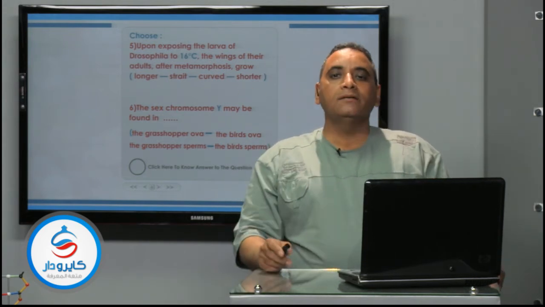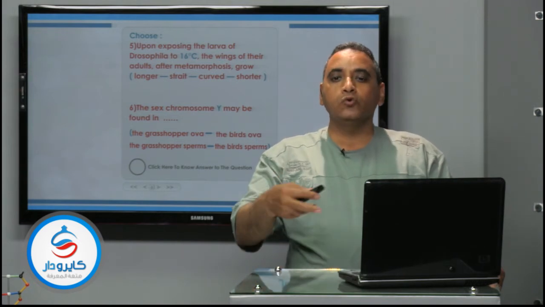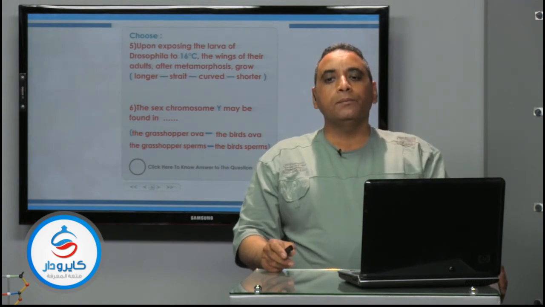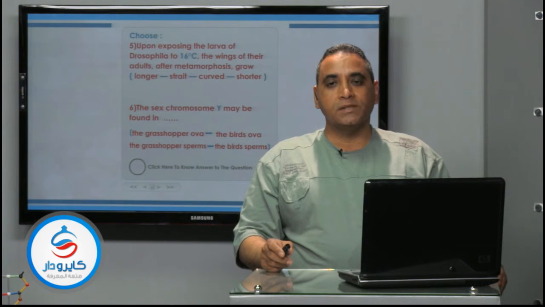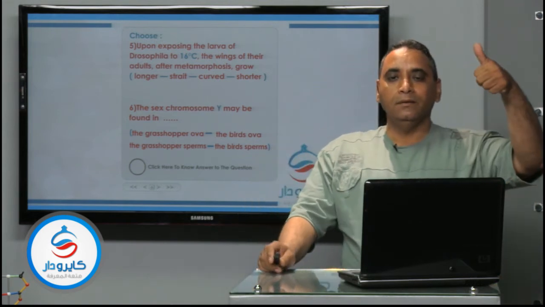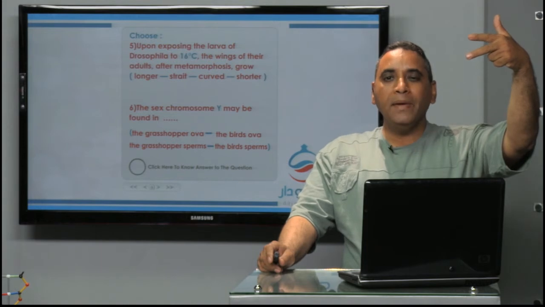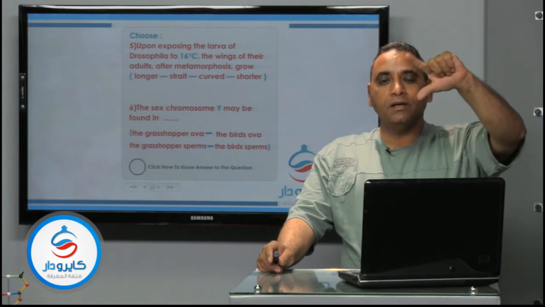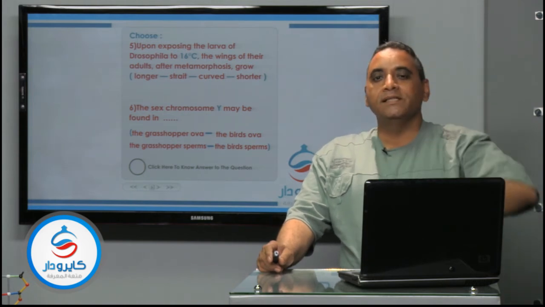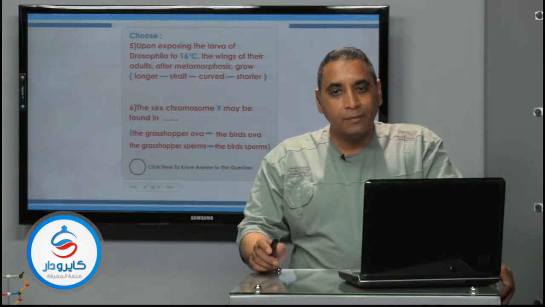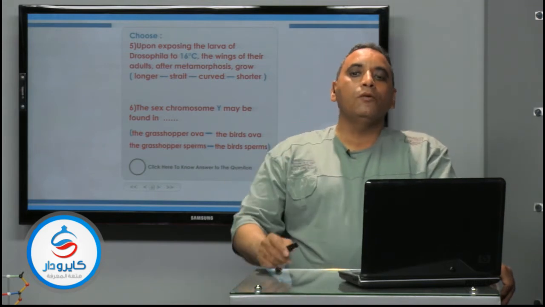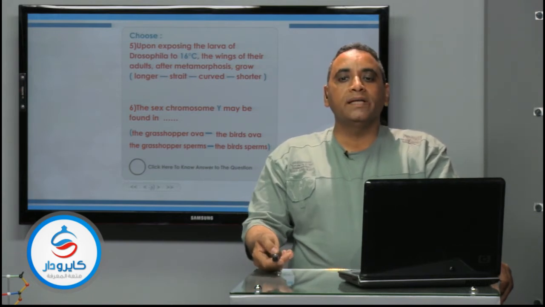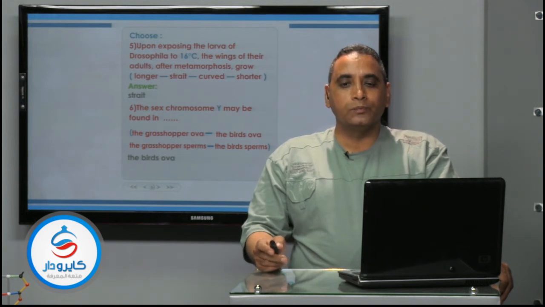In general, we know that grasshoppers are XX and XO, meaning there is no Y in the grasshopper, so we will exclude the ovum and sperm of the grasshopper. What about the Pieris ovum or Pieris sperms? We know that in Drosophila and mammals the male is XY and the female is XX, but in the Pieris butterfly and some fish it is the opposite. That means the male is XX and the female is XY. So the female in the Pieris is XY. So the Pieris ovum may contain the Y chromosome.